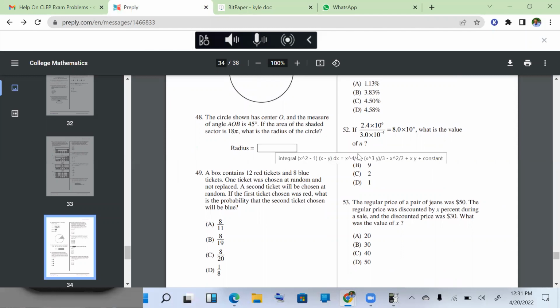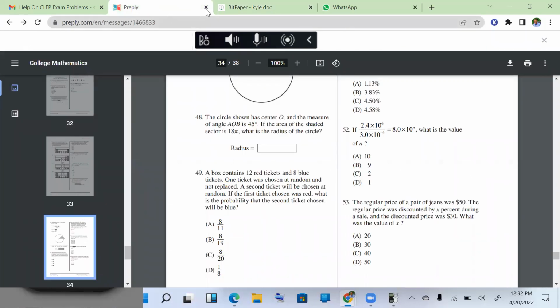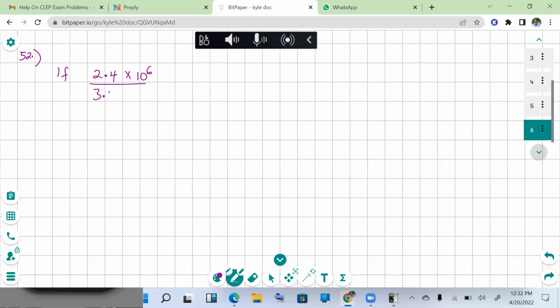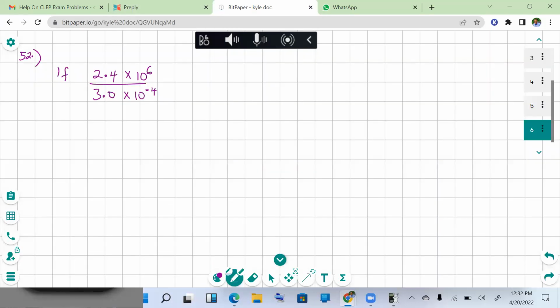Go to number 52. So 52 says that if 2.4 times 10 to the power of 6 divided by 3.0 times 10 to the power of negative 4 is equal to 8.0 times 10 to the power n, what is the value of n?